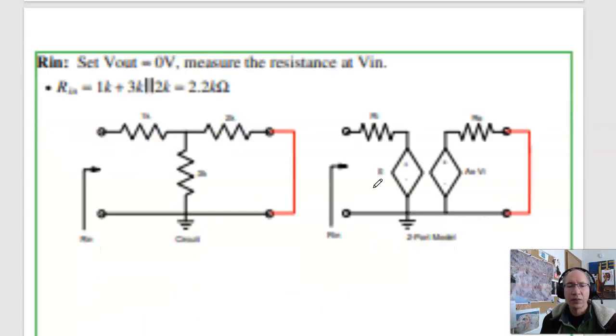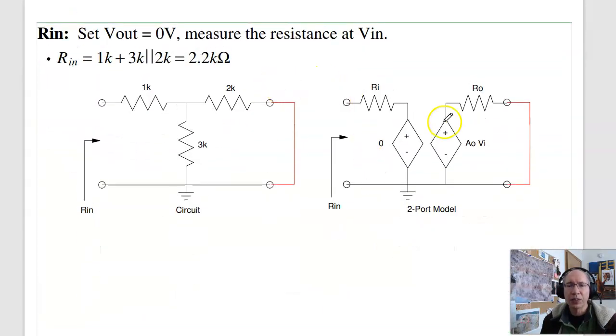To find R in, this is where it's important that you short. Over here, I've got to short the output to get rid of this term. Measure the resistance at the input. So I short the output, measure the resistance at the input, and that's 1K plus 2K in parallel with 3K, which gives me 2.2K. So this is 2.2K. And the two have to match.